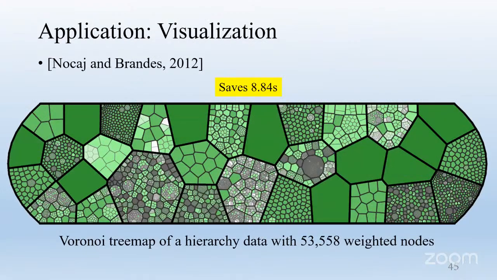This is the generation of a Voronoi treemap, a tool for visualizing hierarchical data. The test data has 53,000 weighted nodes. By replacing the computation of power diagrams in Nocaj and Brandes' method with our method, we can save about 9 seconds in total to generate such a result.